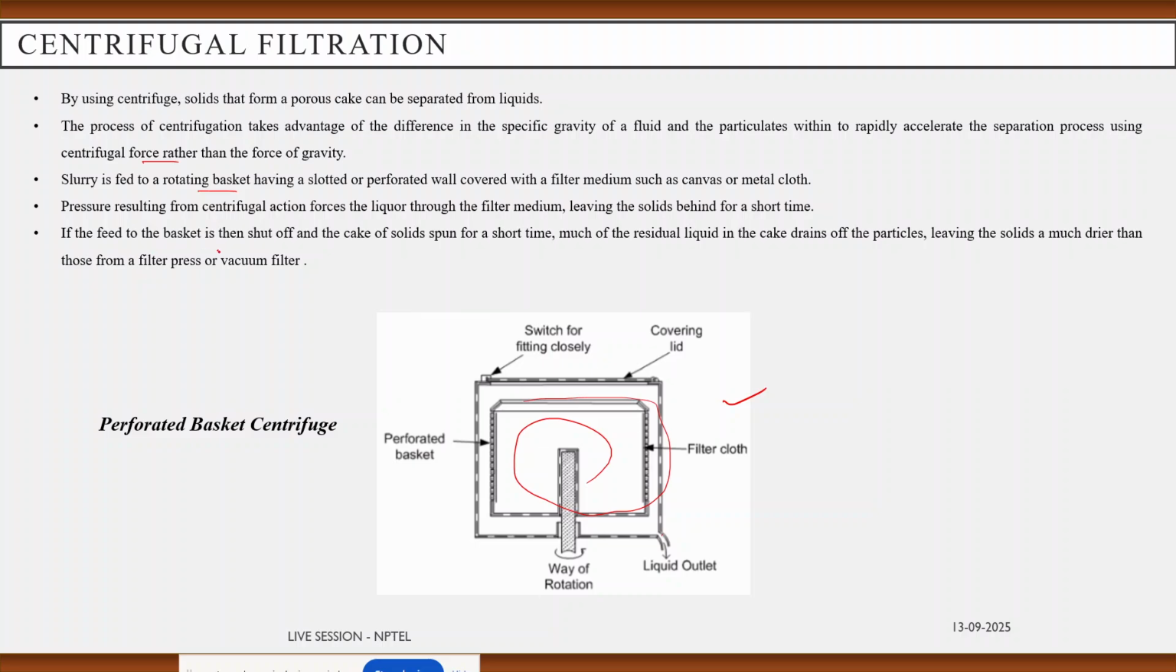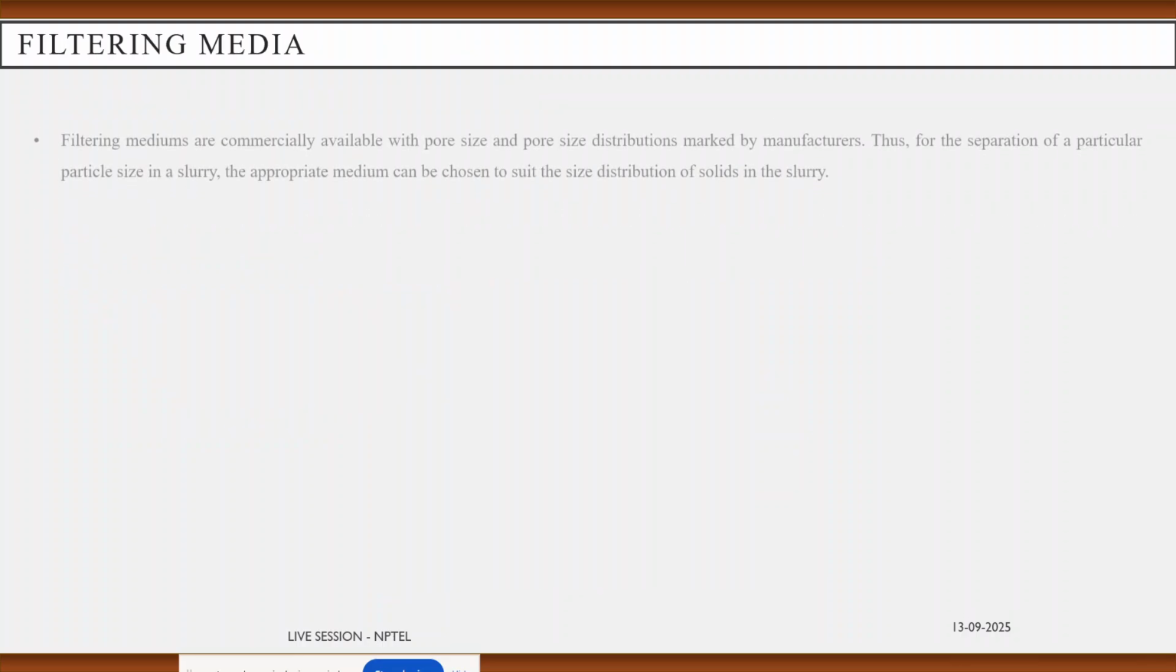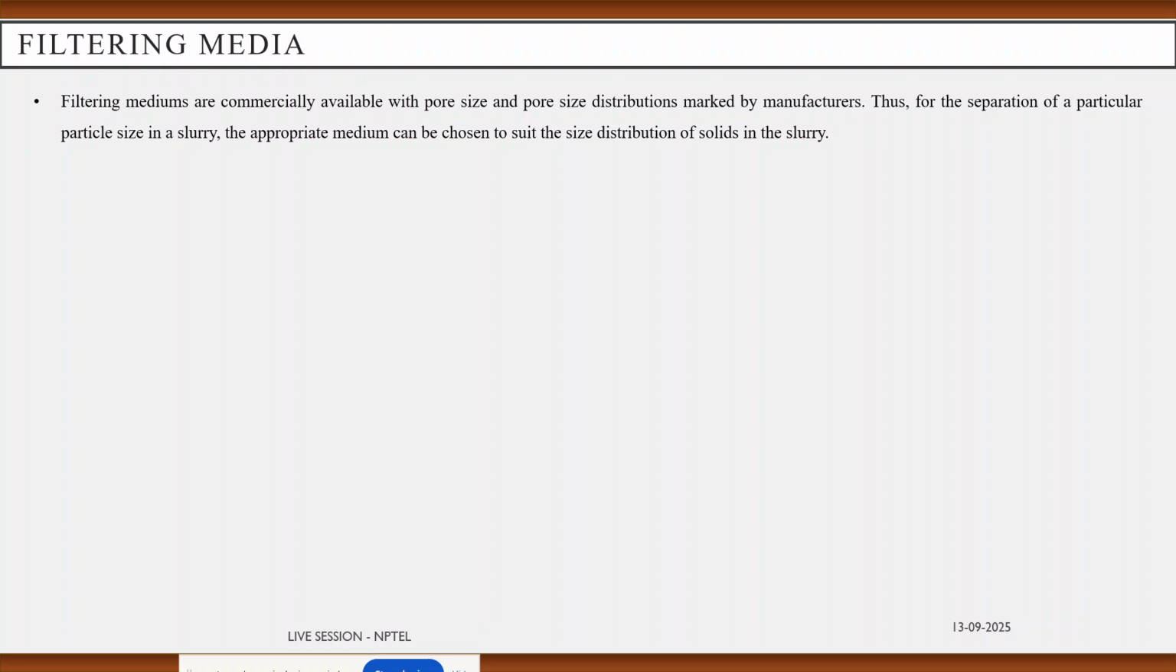If the feed to the basket is then shut off and the cake of solids is spun for a short time, much of the residual liquid in the cake drains off the particles. In this way it has been dried also. So when the filtered material must be subsequently dried by thermal means, considerable savings may result from the use of a centrifuge. Now that is the whole of the thing we have discussed.